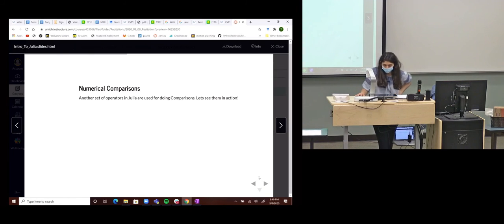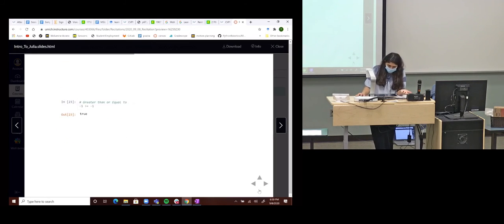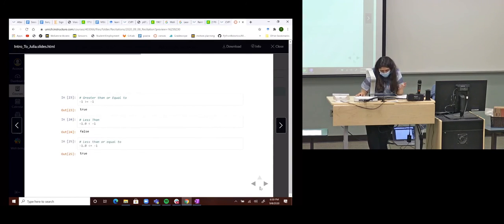So if you had to do 3 by 4, you have to use the brackets. Now, once you have a way to do calculations, what makes it different from a calculator, I guess some calculators can also do this, but you have the ability to do numerical comparisons. So you can check for equality. Is 2 equal to 2? Yes. Is 2 not equal to 2? False. Is 3.5 greater than 2? Yes. Is -1 greater than or equal to -1? Yes. Is -1.0 less than -1? No. And so on.